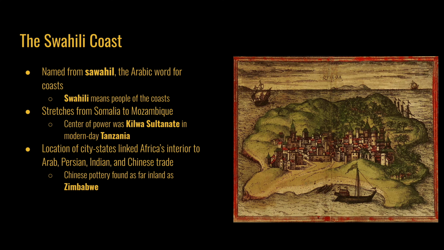Additionally, the city-states were strategically located to control the flow of gold, ivory, and slaves from the interior to the coast. Major city-states included Kilwa, Mombasa, Zanzibar, Pemba, and Sofala, each playing a crucial role in the regional trade.